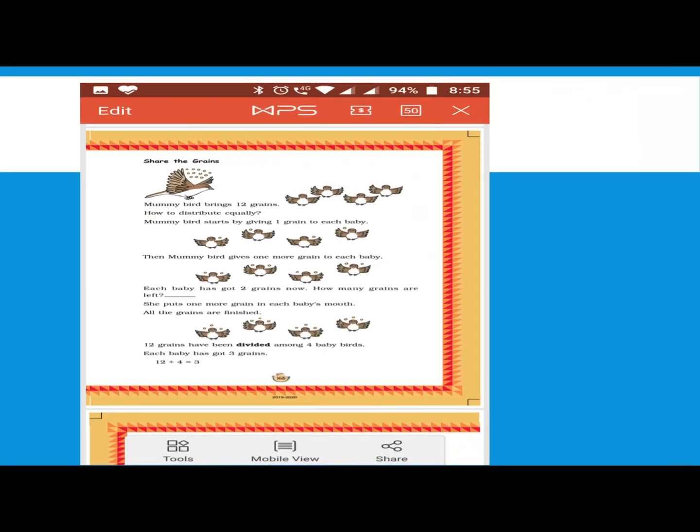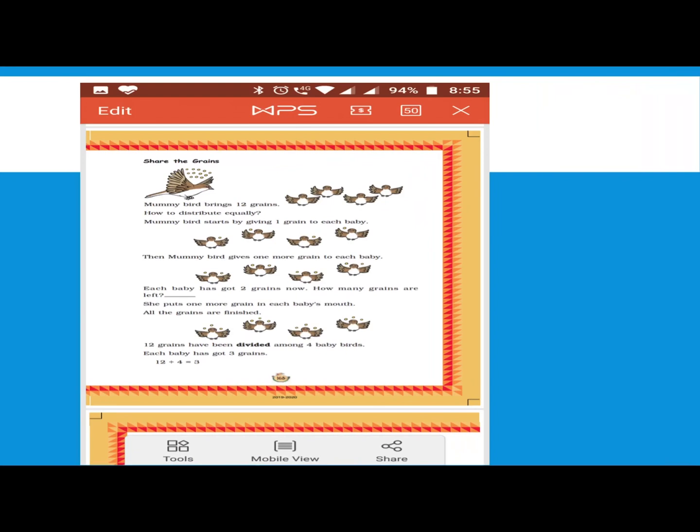Now share the grains. Mummy bird brings 12 grains. How to distribute equally? Mummy bird starts by giving 1 grain to each baby. Then mummy bird gives 1 more grain to each baby. Each baby has got 2 grains now. How many grains are left?